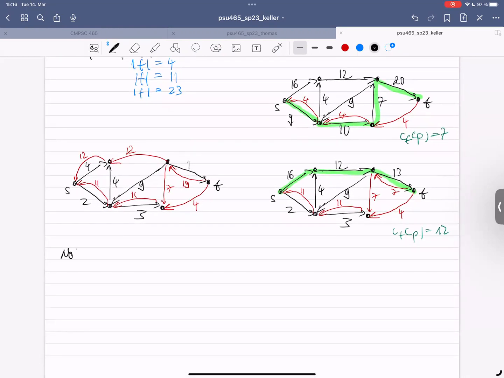Or are there any questions to the example? Or everything clear?